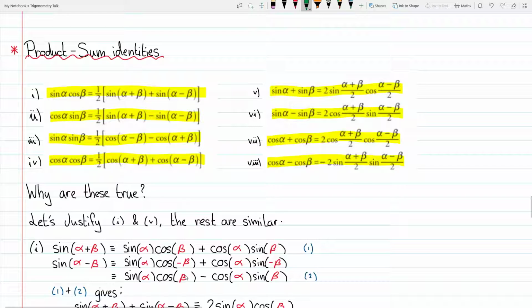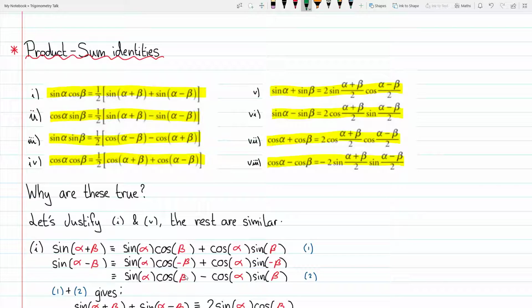Okay. So we're nearing the end of this talk. The product sum identities are something I'm going to cover, but quite often I feel like we're reaching a point where we're looking at identities which can be derived from other identities.